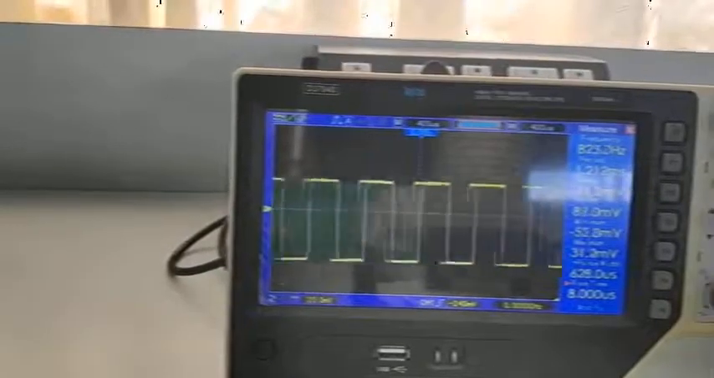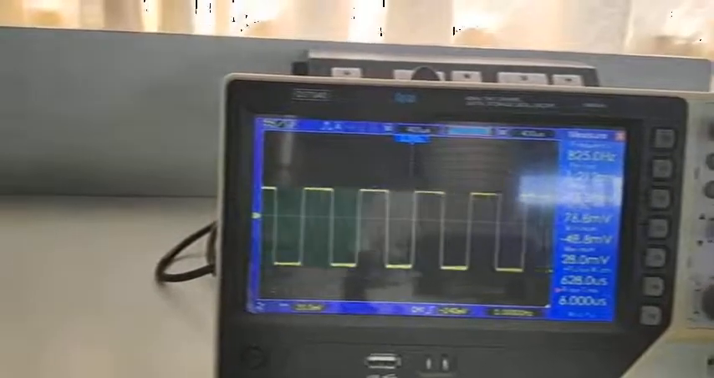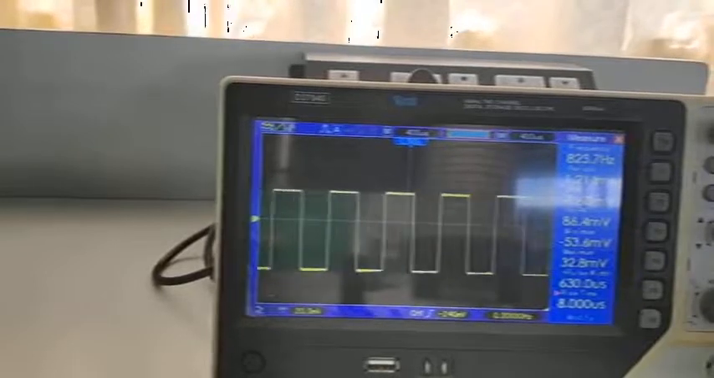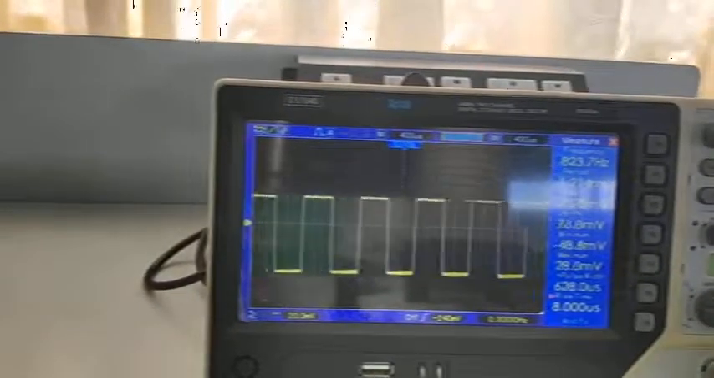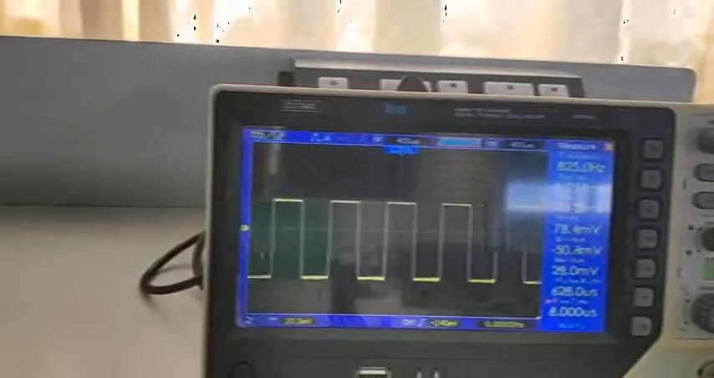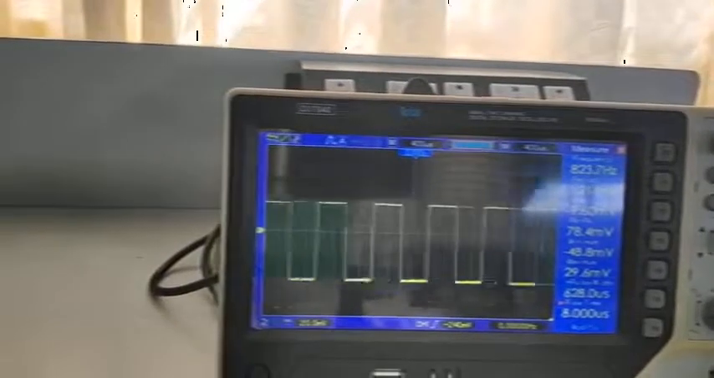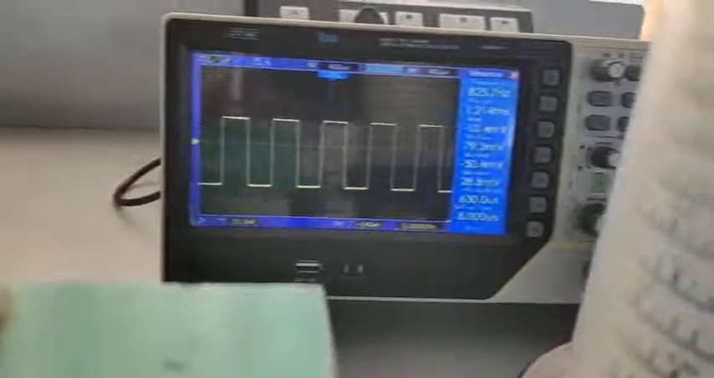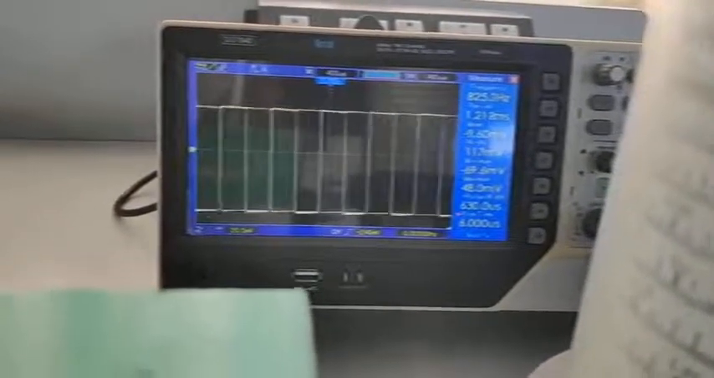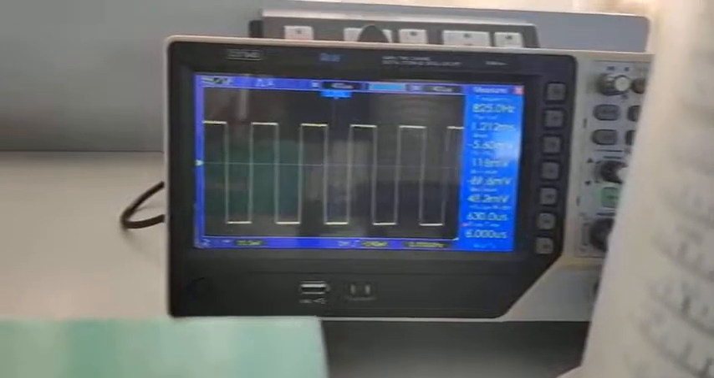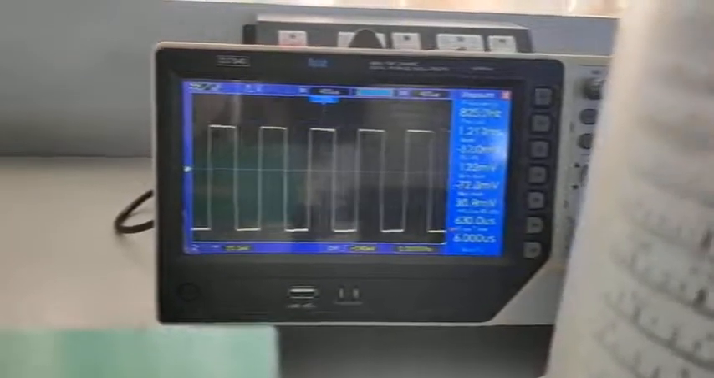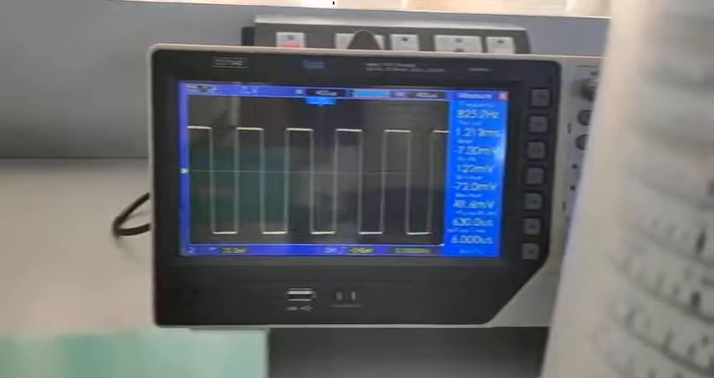Now the voltage is getting decreased. This is a minimum voltage. Now continue the rotation in order to obtain the Vmax. I got 120 millivolt as the Vmax.